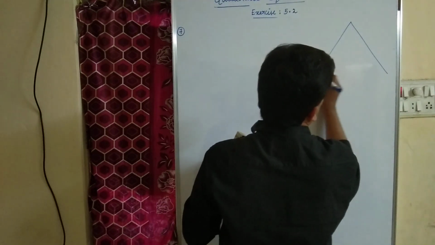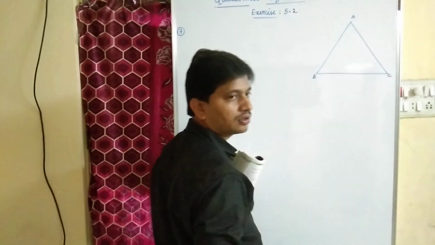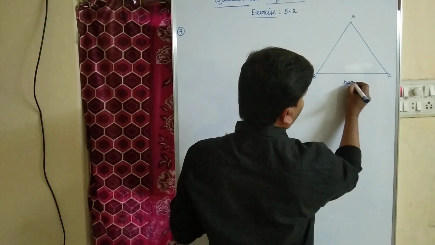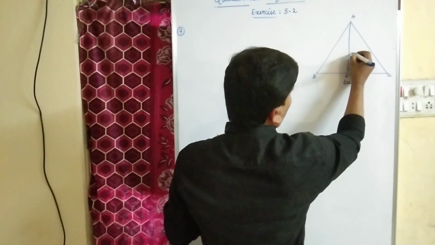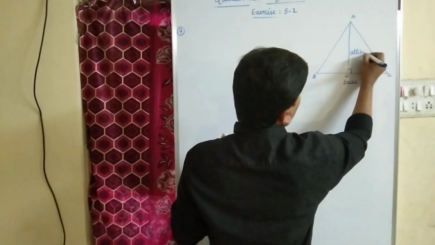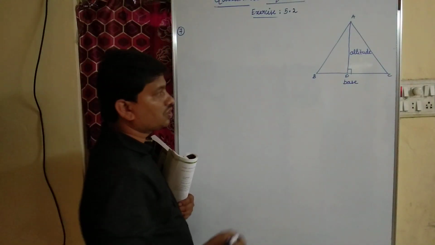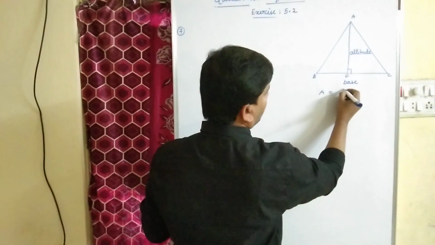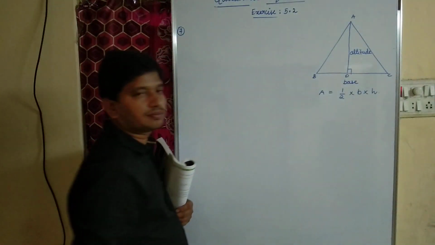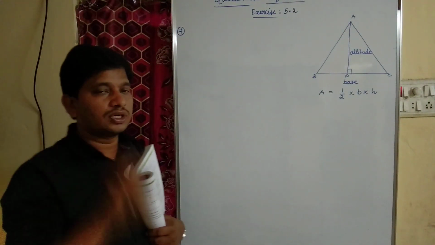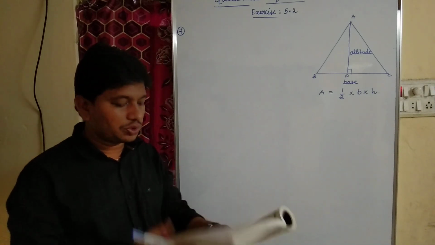This is our triangle, children. Consider it as triangle ABC. BC is called the base, and AD is called the altitude. We can also call it height. Okay children, you know what is the area of a triangle? Area of triangle is half into base into height, as we discussed in class 7th. Area of triangle formula: half into base into height.